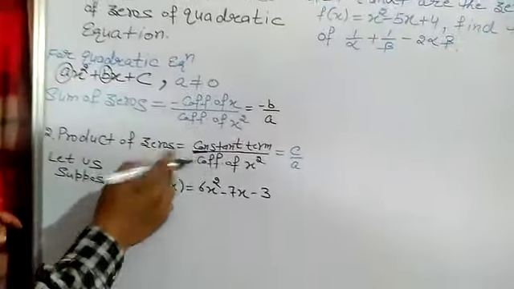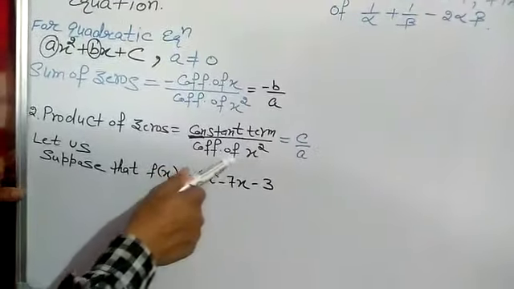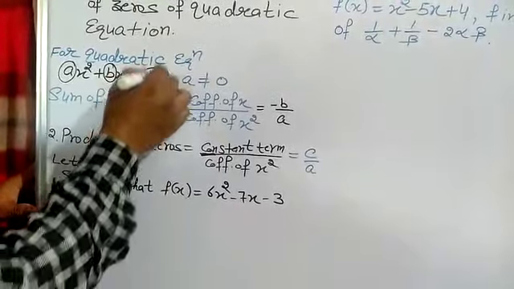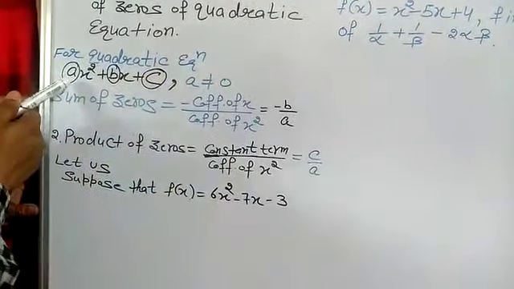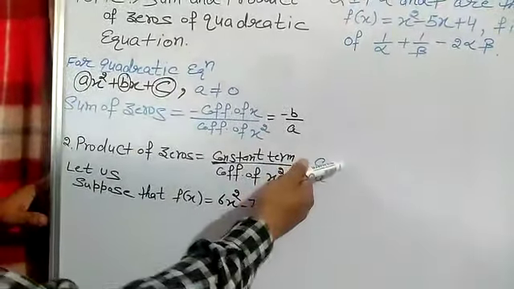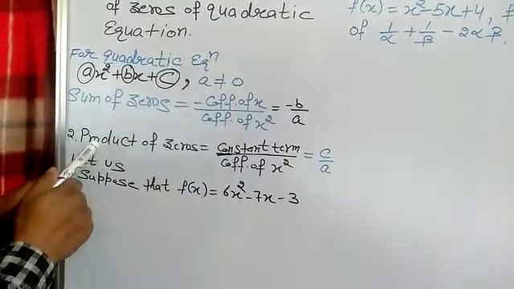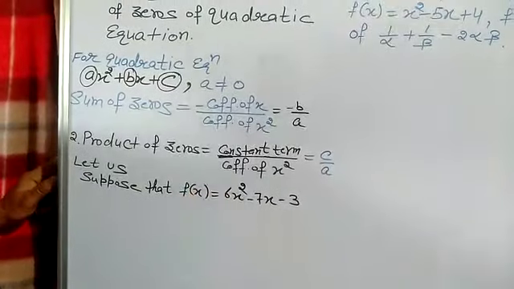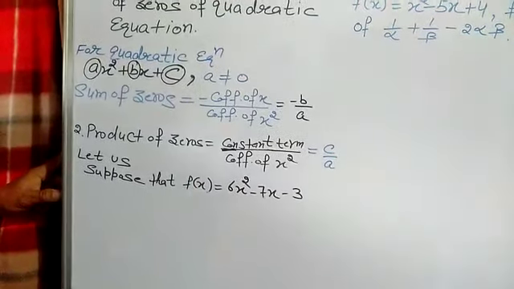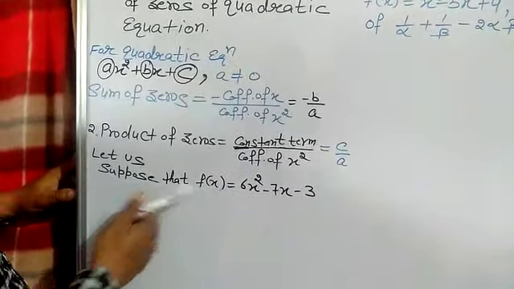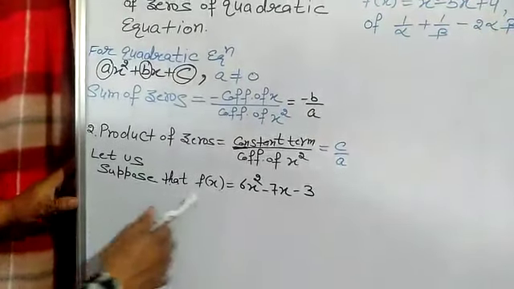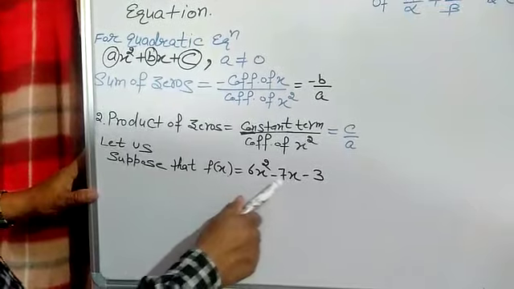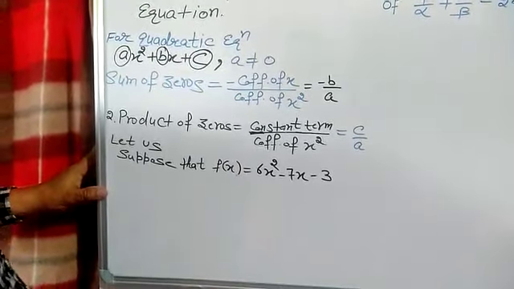Product of zeros, constant term divided by coefficient of x square. Constant term is your c and coefficient of x square already you know a, so we are writing here c upon a. That is product of zeros. Students, let us understand the exact meaning of sum of zeros and product of zeros by this example. Let us suppose that a quadratic equation f of x is equal to 6x square minus 7x minus 3.